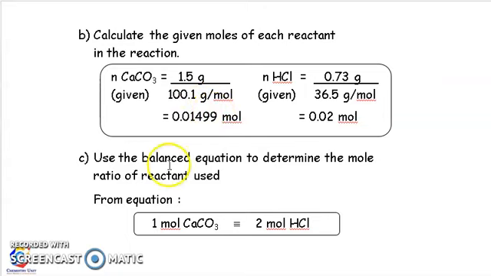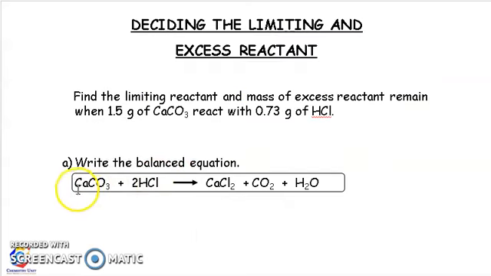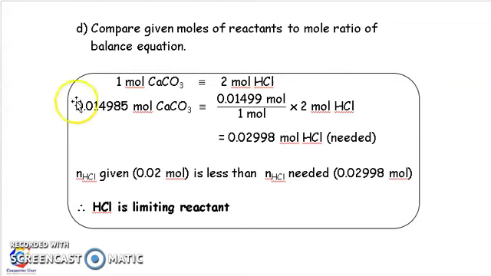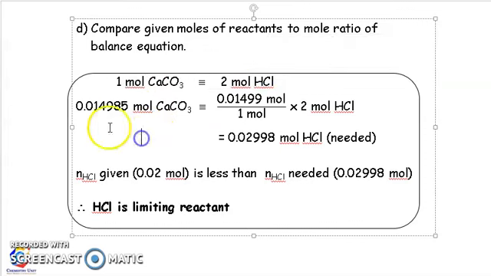Next, we need to use the balanced equation to determine the mole ratio of reactant used. So check again the balanced equation. 1 mole of calcium carbonate reacts with 2 mole of HCl. Next, we need to compare given mole of reactant to mole ratio of the balanced equation. Based on the balanced equation, given is 0.011499 mole of calcium carbonate.